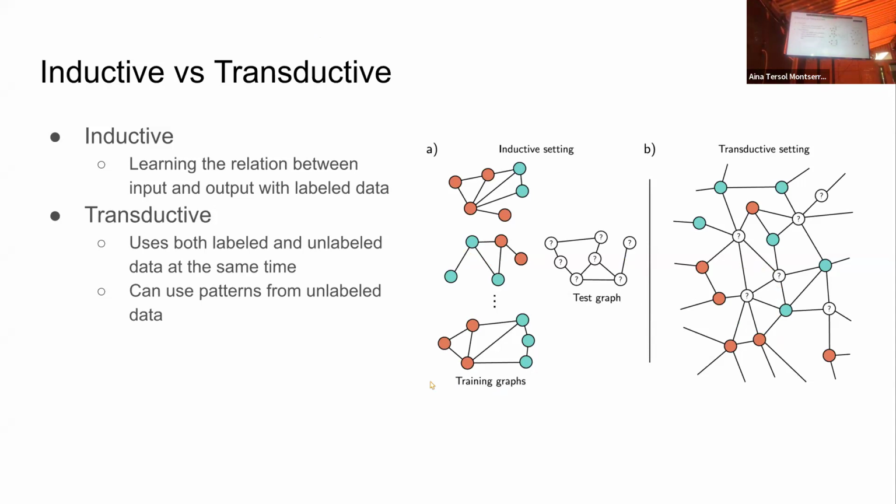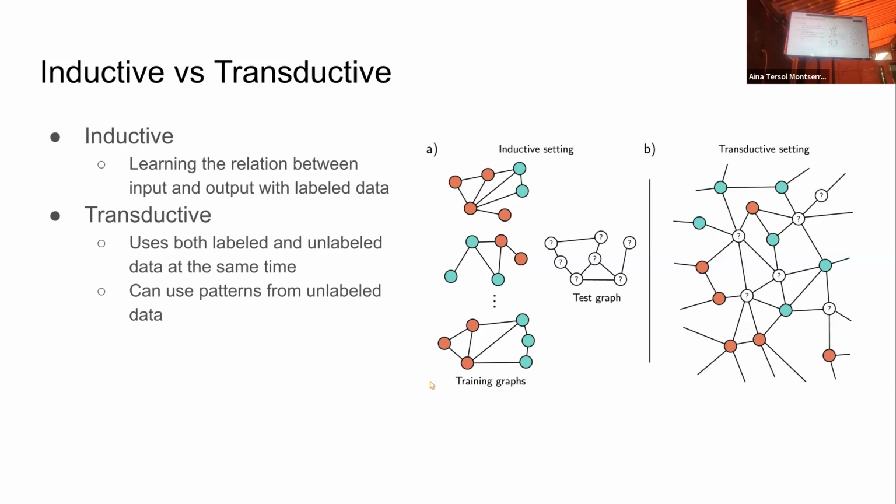So now we have inductive versus transductive. Inductive is the setting where we are learning from labeled data. All of our points are labeled, and then we're trying to predict on some brand new graph that has unknown values.